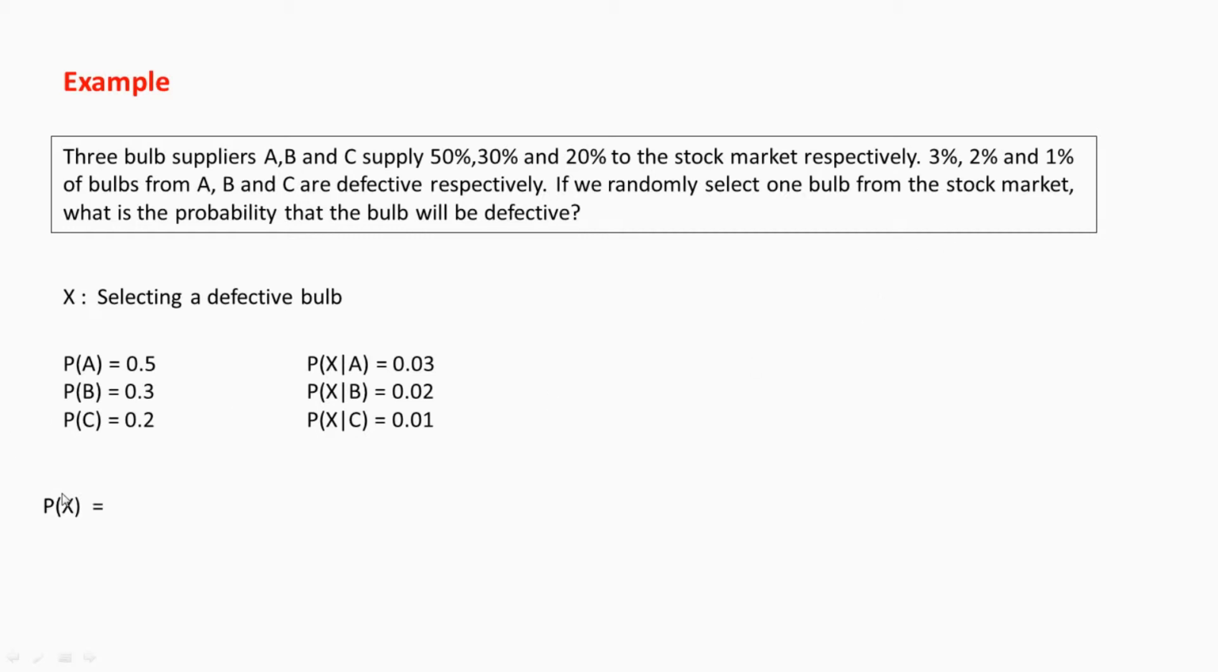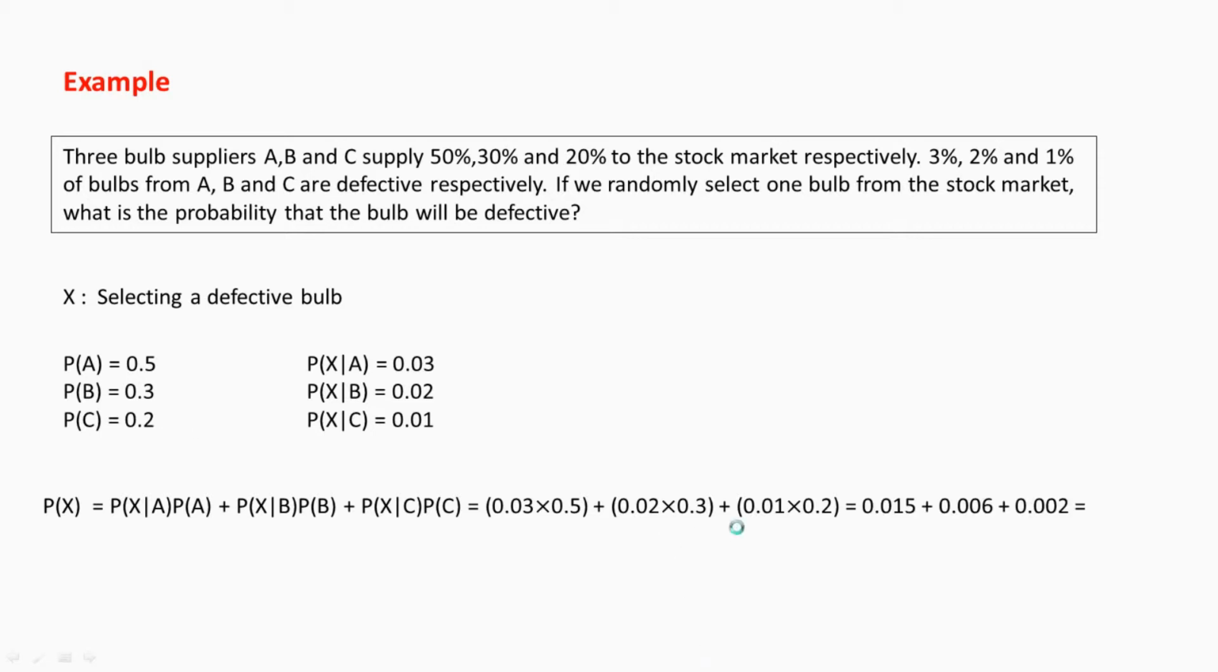Then we can directly substitute these values into the equation. Probability of X given A into probability of A plus probability of X given B into probability of B plus probability of X given C into probability of C is equal to 0.03 into 0.5 plus 0.02 into 0.3 plus 0.01 into 0.2. Finally, you can obtain 0.023 as the answer. That is the total probability of selecting a defective bulb.